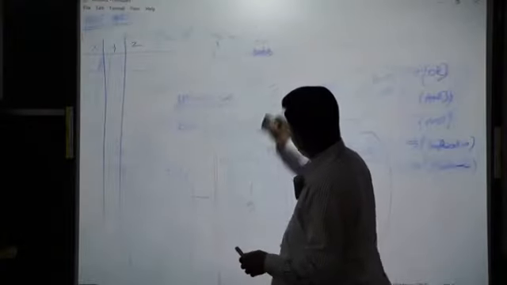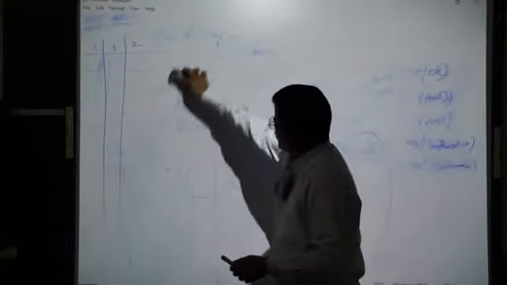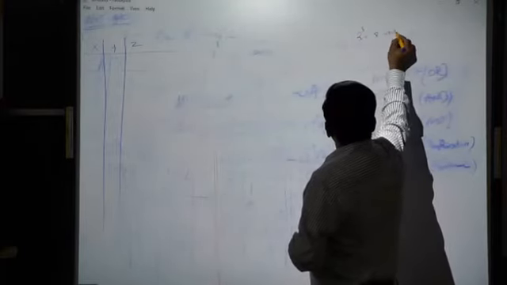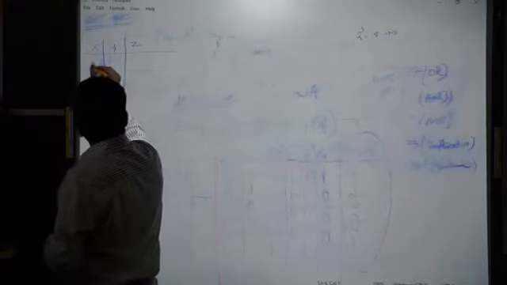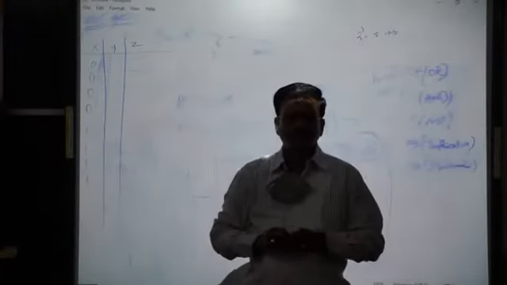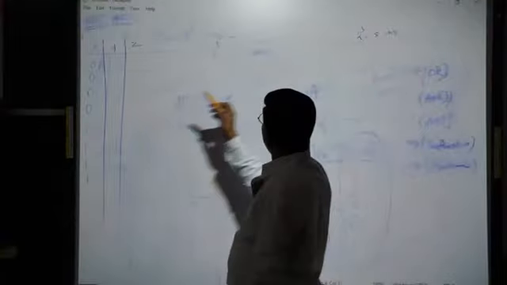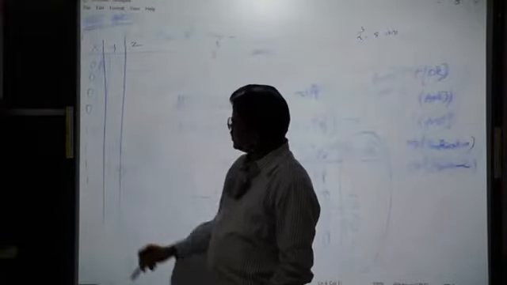I repeat again. How many inputs will be there? 8 inputs will be there. 2 to the power of 3. Half of 8 is how much? 4. So you must begin with 4 zeros, 4 ones. Do you understand, boys and girls? How many variables are there? X, Y and Z. 3. 2 to the power of 3 is how much? 8. So half of 8 is 4 zeros, 4 ones.